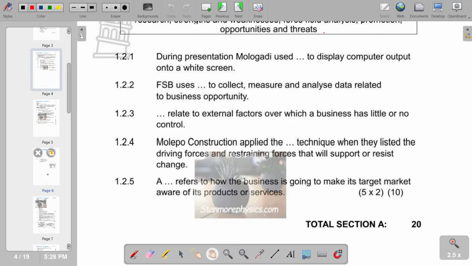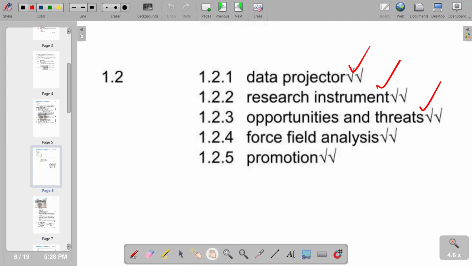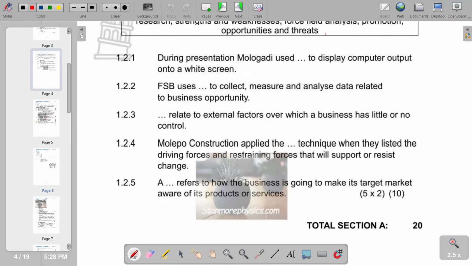Then we have that again, in section 1.2.4, we have force field analysis. Then we move on to the next part, which refers to how the business is going to make its target market aware of its products or services. So basically, this is promotion. So this becomes a business promotion.